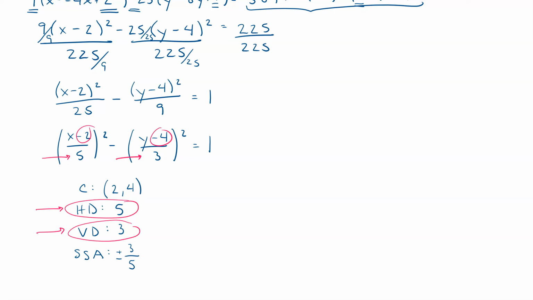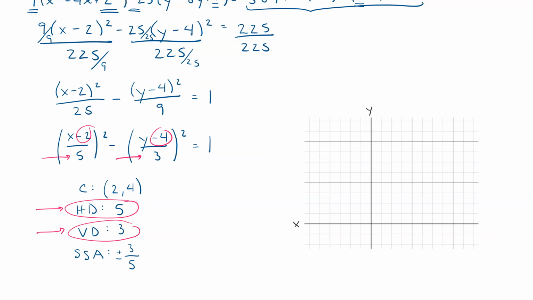Let's go ahead and sketch what we have so far. First, I'm going to sketch the center. I'm going to go over 2, up 4, and I'm going to put my point right there. I'm going to label it as 2, 4. Now from here, I know that my slope is plus or minus 3/5. So from this center point, I'm going to go up 3, 1, 2, 3, and then over 5, 1, 2, 3, 4, 5. Put a point there. I could have gone down 3 and then back 5. I only need 2 of those points, and when I sketch in that line, that is my first slant asymptote.